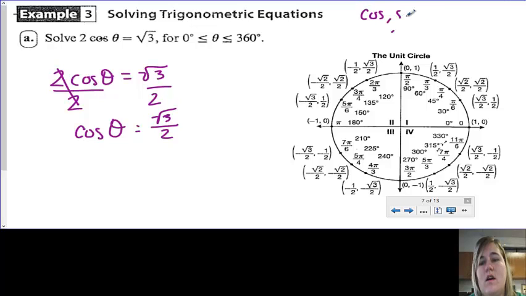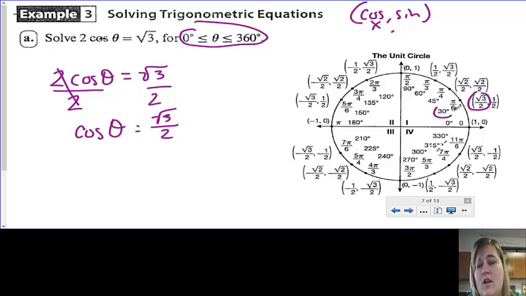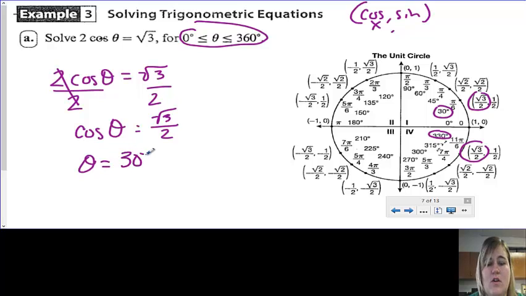Remember, we go cosine sine, so it is our x value. We're looking for radical 3 over 2. So here I have radical 3 over 2, and it wants degrees, so I don't care about this radian measure, but I do want the 30 degrees. And then if I continue on, this one is a negative. I don't want negative, I want positive. So I continue, that one's also negative, and my last positive one is right here, and that degree measure is there. So the answer for this one would be theta equals 30 degrees or 330 degrees.